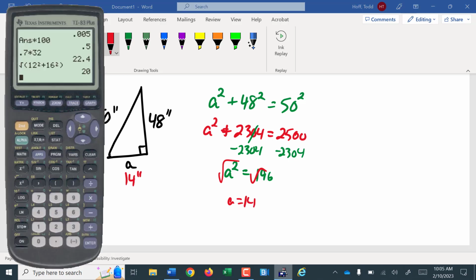Now again, if I'm just punching this in the calculator, I'm not going to write it out like that. I am going to do the square root of the hypotenuse squared, so 50 squared, minus the known leg, which is 48 squared. Then close my parentheses, giving me the 14. Any questions on anything on the worksheet? Or anybody worried about anything on the quiz?